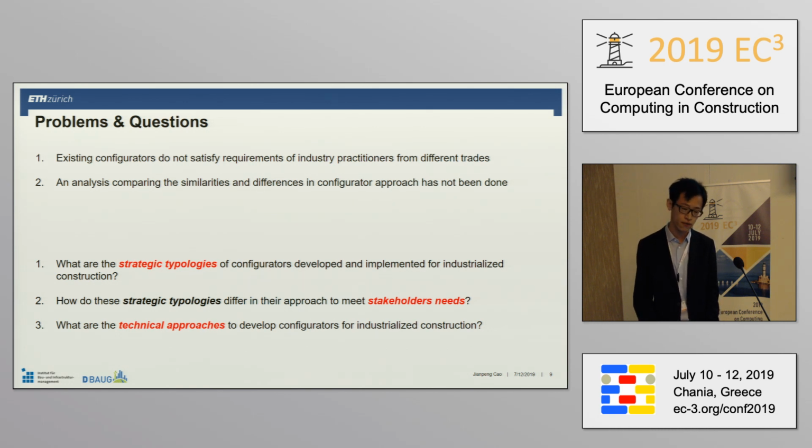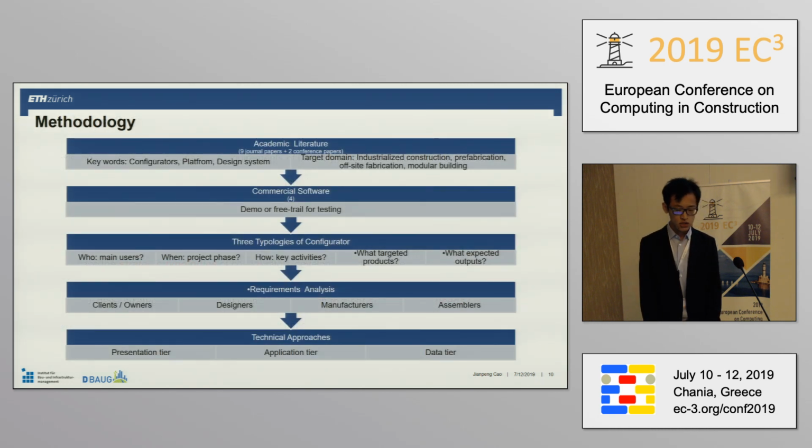The data sources we use for this review come from 2 parts. First, we collected academic literature, including 9 journal papers and 2 conference papers, and you can see the keywords and the targeted domain we focus on there. And to supplement this review, we also collected real commercial software, 4 commercial configurators, which have demo and free trial versions for our testing.